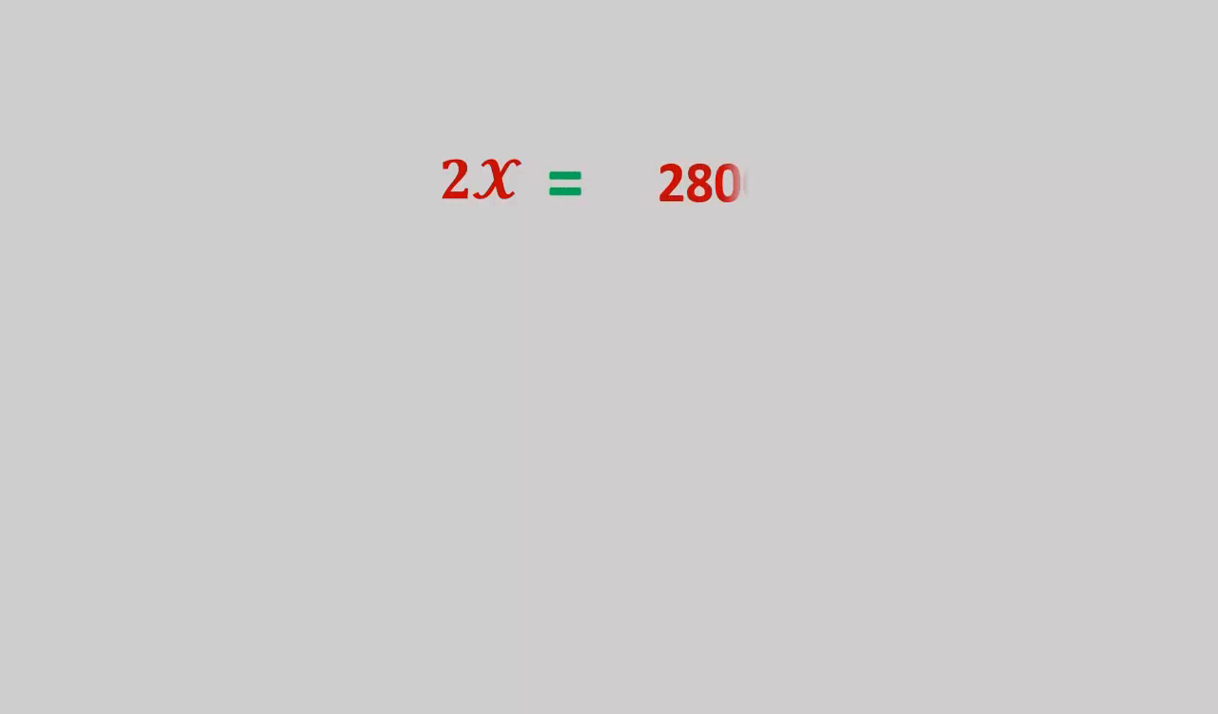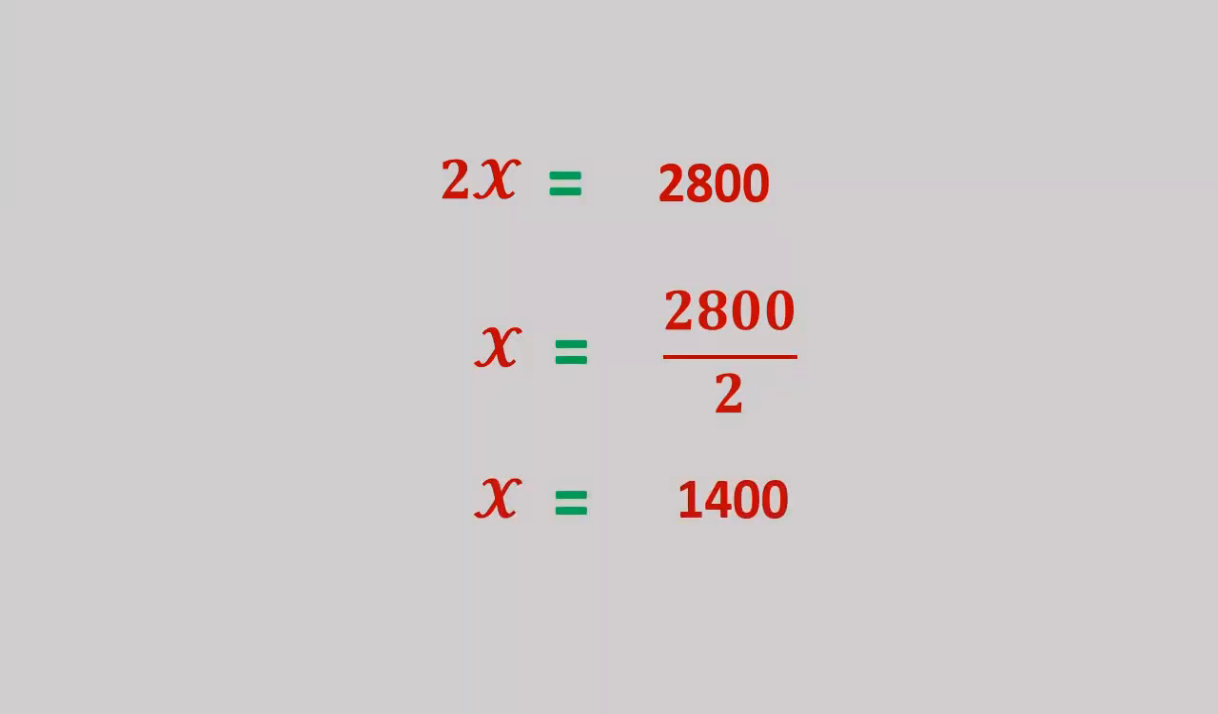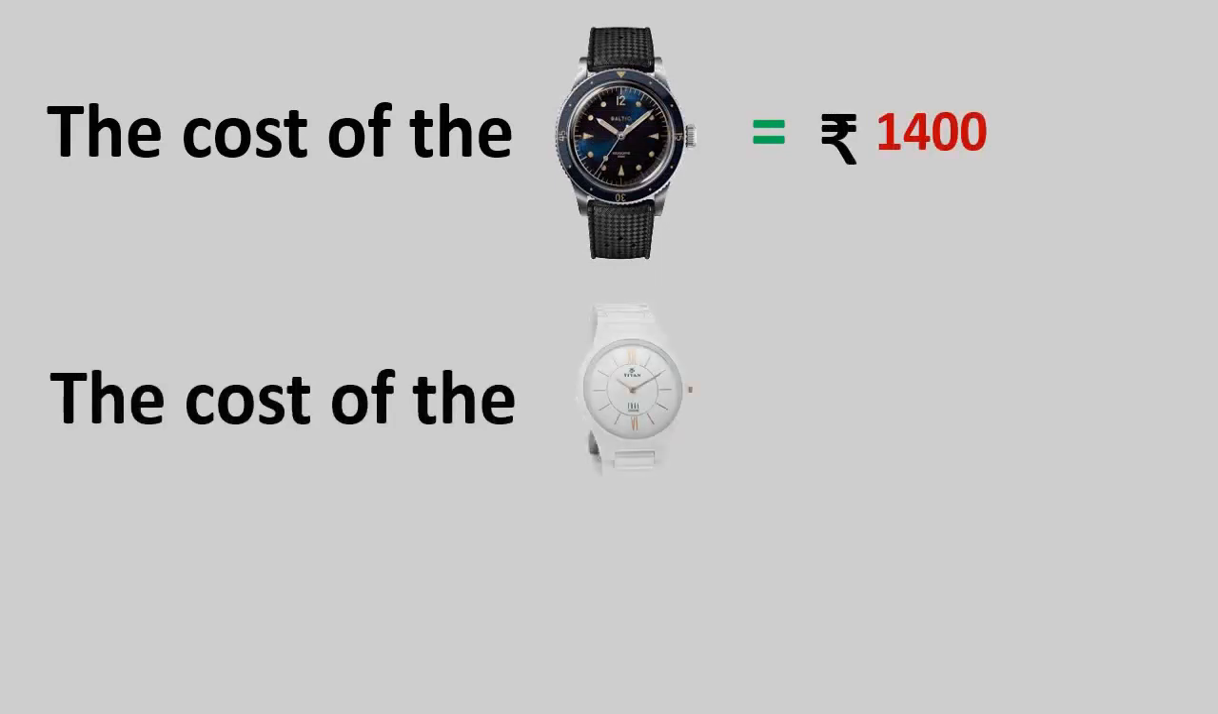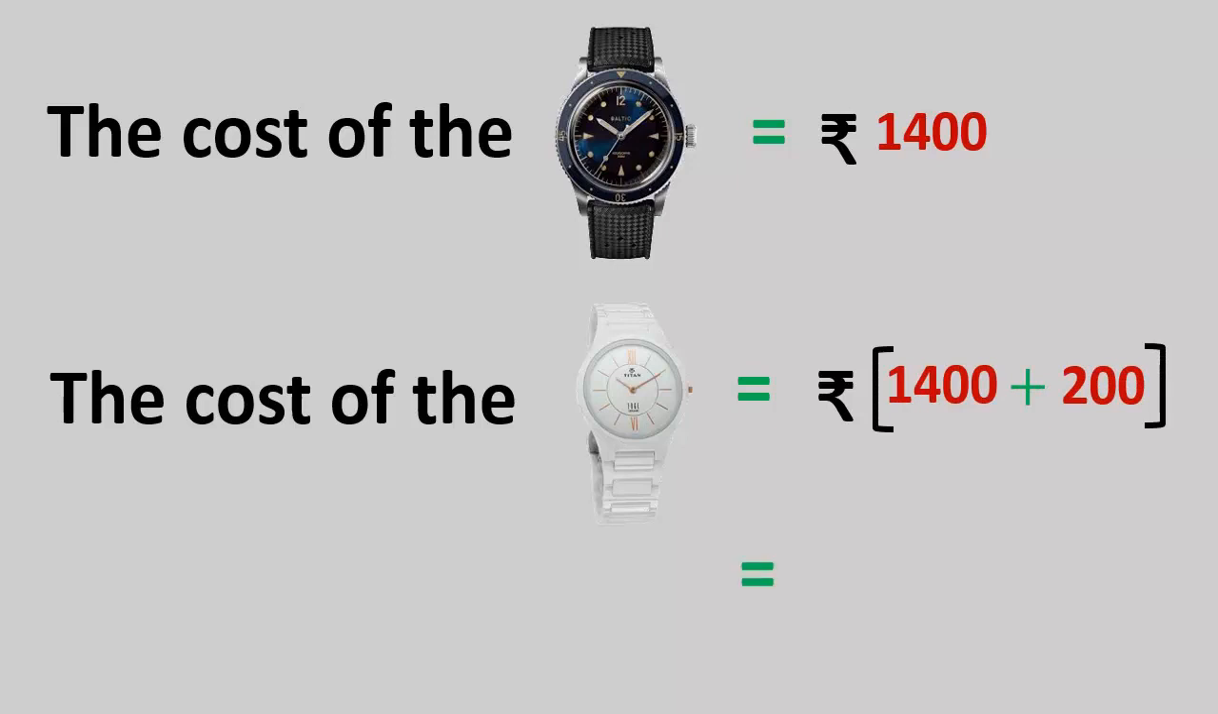2800. Therefore, X is equal to 2800 divided by 2, that is 1400. The cost of the black watch is rupees 1400. The cost of the white watch is rupees 1400 plus 200, that is rupees 1600.